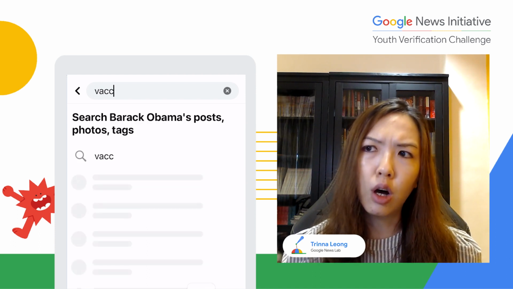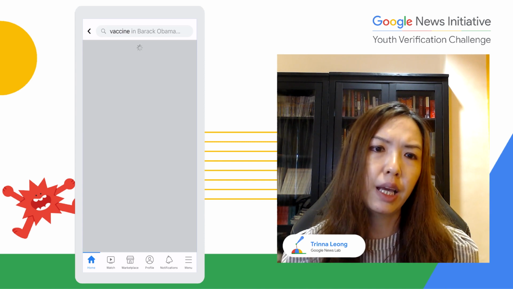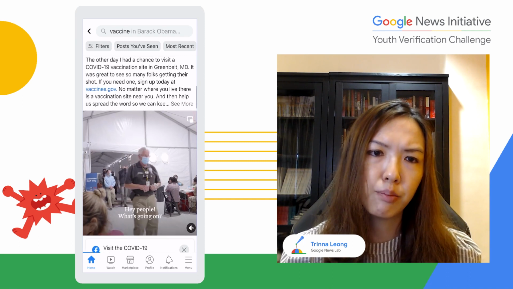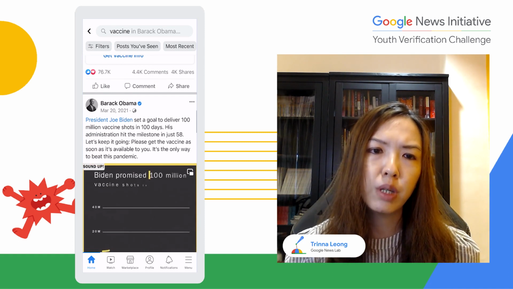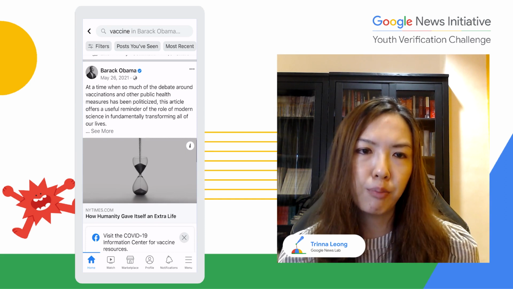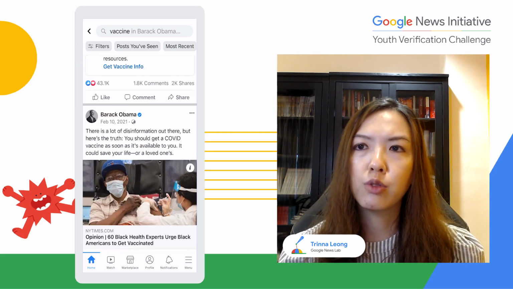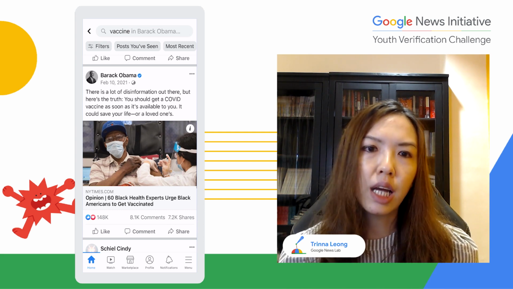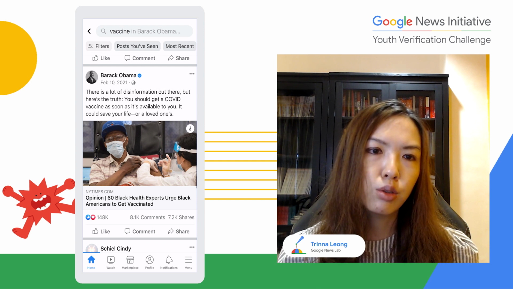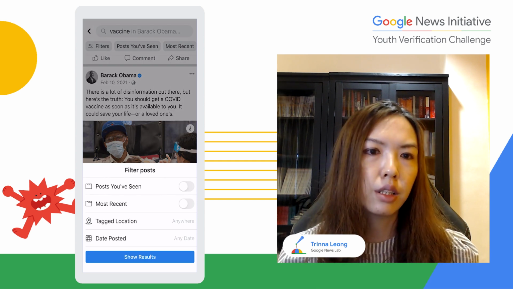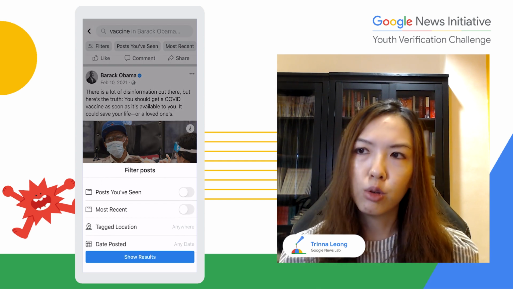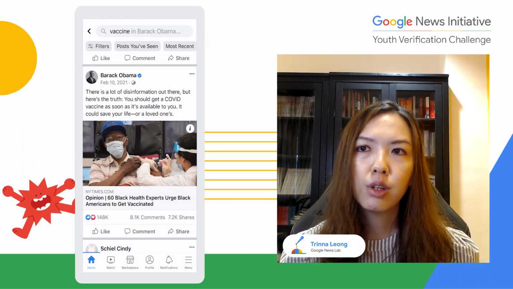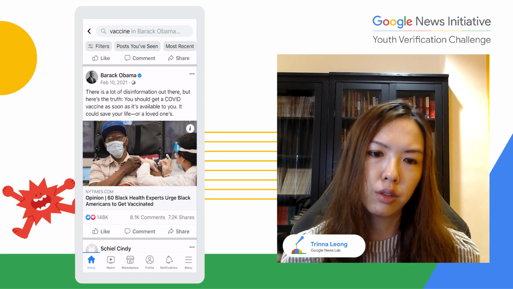You will notice that not all the results are posted by the page owner itself. So, for example, when I looked for the keyword vaccine in Barack Obama's page, I noticed that other people who posted but tagged that page also appear in your results. Again, here you can tap on the filters button to narrow down by, say, date posted or tagged location. And as mentioned before, in the native Facebook app, the date posted filter only shows the year.